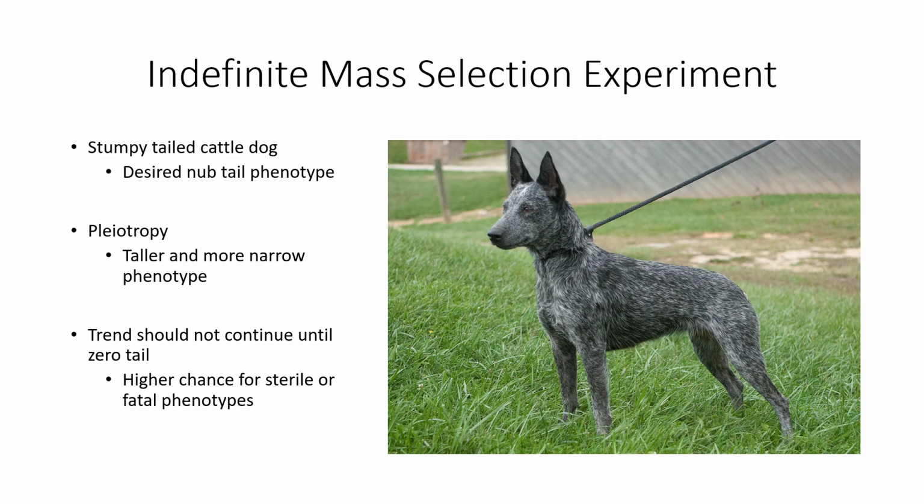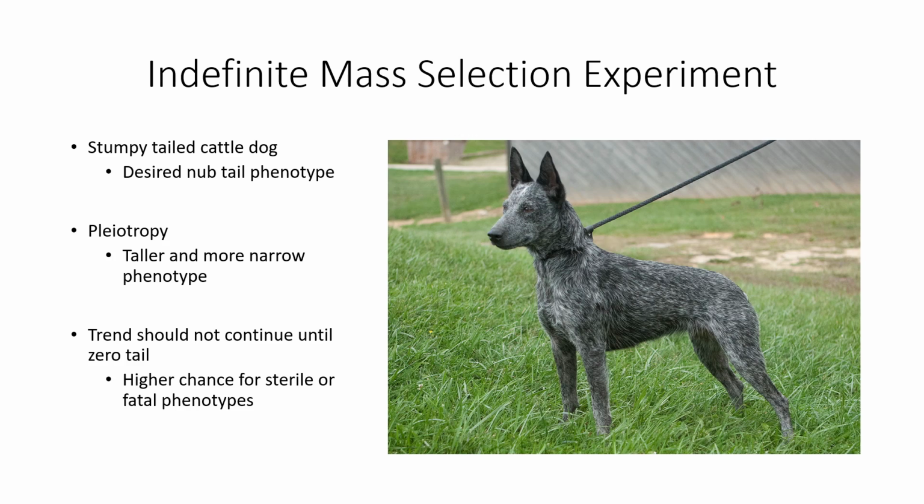But what would happen if we continue this trend indefinitely? Well, surprisingly, a mass selection of cattle dogs for tail length has already occurred. The breed stumpy-tailed cattle dog is a result of this very selection process, showing that this gene drift to the point of the desired working trait is possible. The breed during this transition became taller and more narrow, showing pleiotropic connections between these other two characteristics.